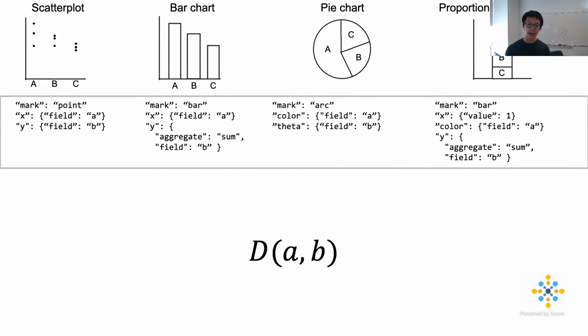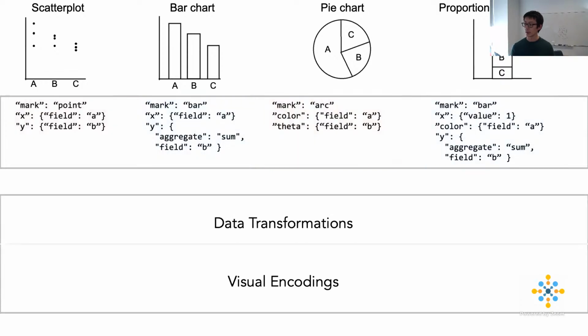But if we analyze this syntax, it would appear that the scatter plot and the pie charts are nearly identical, whereas the bar chart and the proportional stack charts are very similar. This also goes against our intuition for what similar means. So the question is, can we formalize this? Well, one thing we know is that grammars compile to a complex set of data transformations. So let's separate those out from the visual encodings.